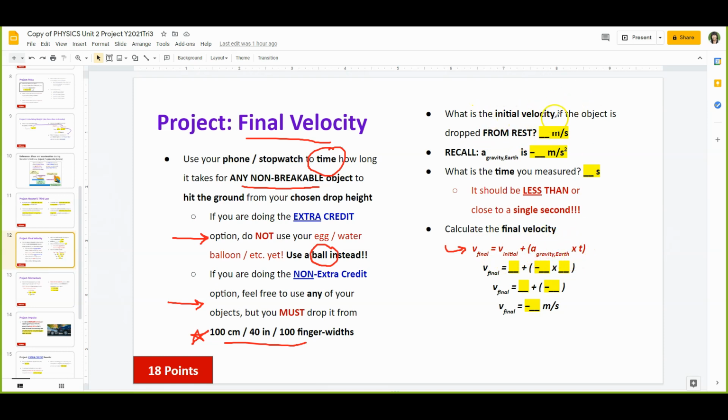For the initial velocity, if the object is dropped from rest, you shouldn't be throwing it or anything, you're just letting it go. So in this case, it should be starting off at 0 meters per second. That should be true for everyone. Feel free to copy that. Everybody should be starting from 0.